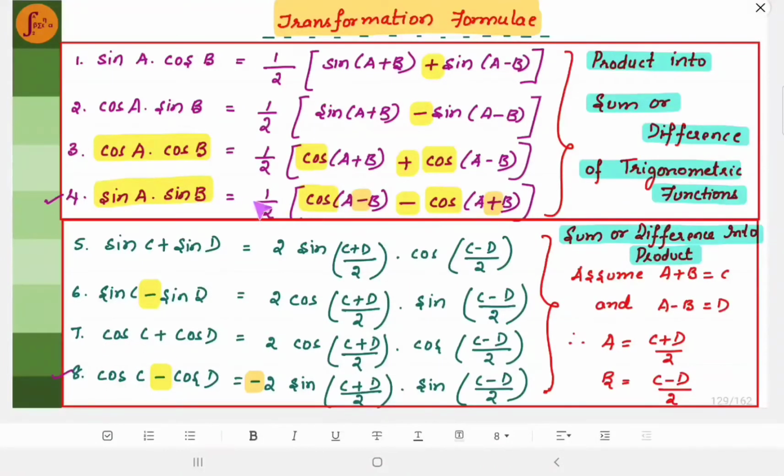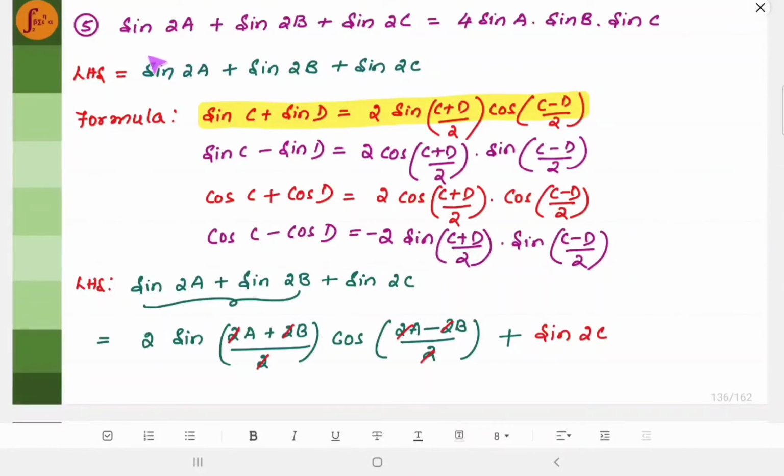The last formula in the first set, A minus B is the first term and A plus B is the second term. Similarly, in the second set, you have minus here. The best way to remember all these formulas is to remember the first formula and the last formula, right? In both the sets. If you can remember the first formula and the last formula, it will be easier to remember the middle two formulas.